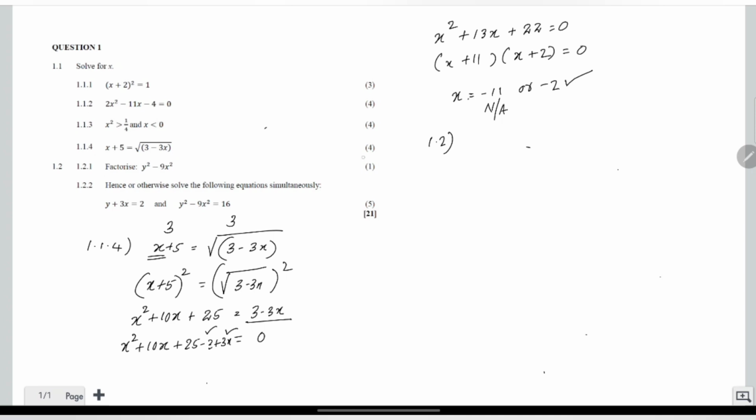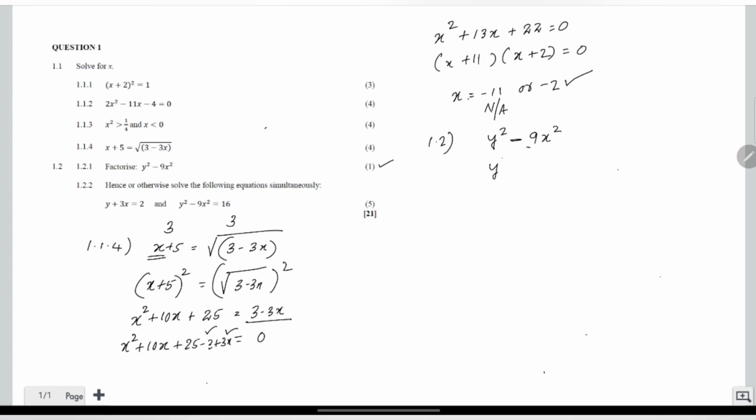Factorize is very simple because it is only 1 mark. What is that? y square minus 9x square. You have to factorize. Okay, y square minus 9x square. How do you factorize? Did you see that minus means a difference in between two perfect squares? y square is a perfect square.